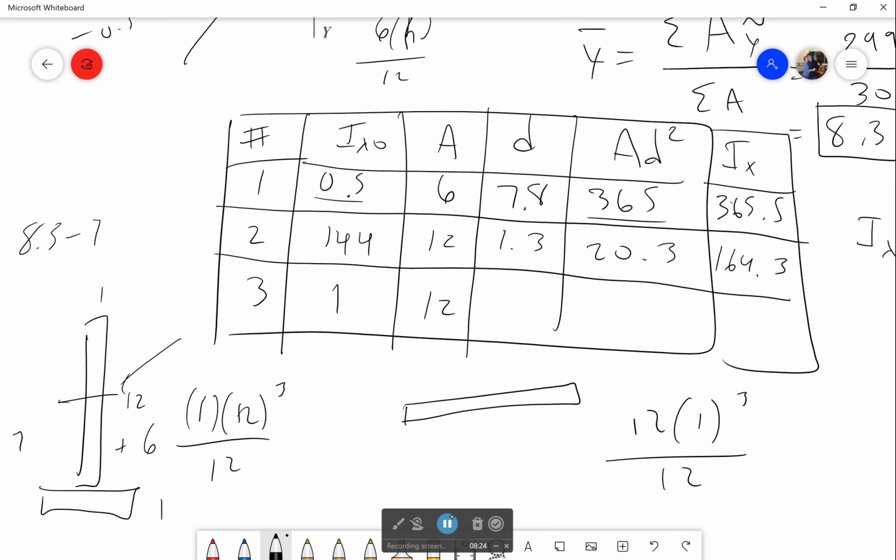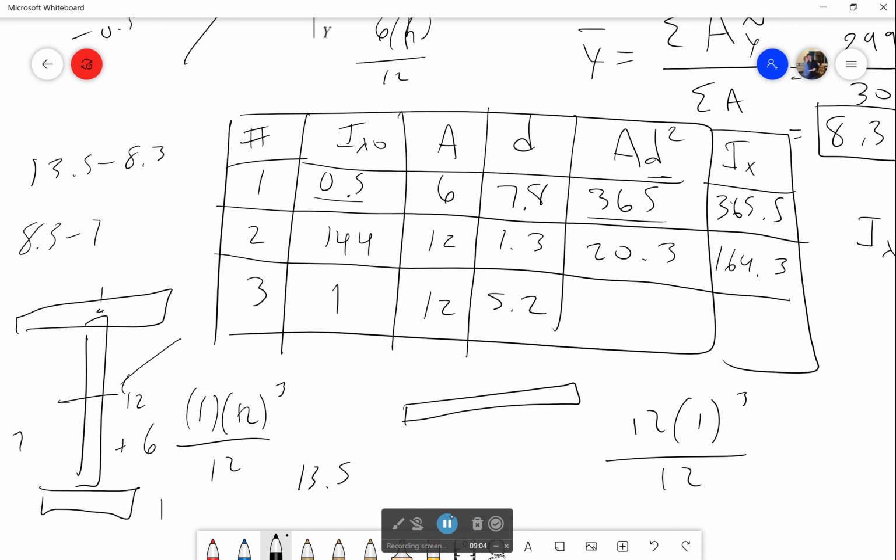Its area is 12. And then what's the distance to its centroid? Well, we know that it is way up here, and it's 13.5 inches from the bottom. And so what I would do is 13.5 minus 8.3. If you're wondering, wait a second, it shouldn't be 8.3 minus 13.5, that's how you've been doing this entire time. It doesn't actually matter because it's going to be d squared in the end. You can do what you want. It doesn't matter if you get a negative number here. And so I do that, and what do I get? I get 5.2.